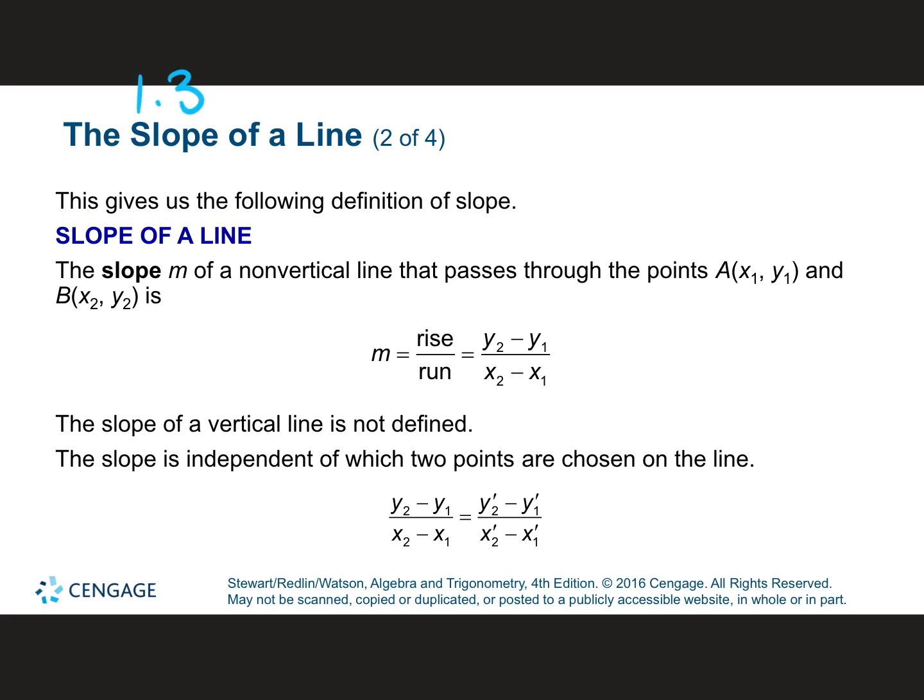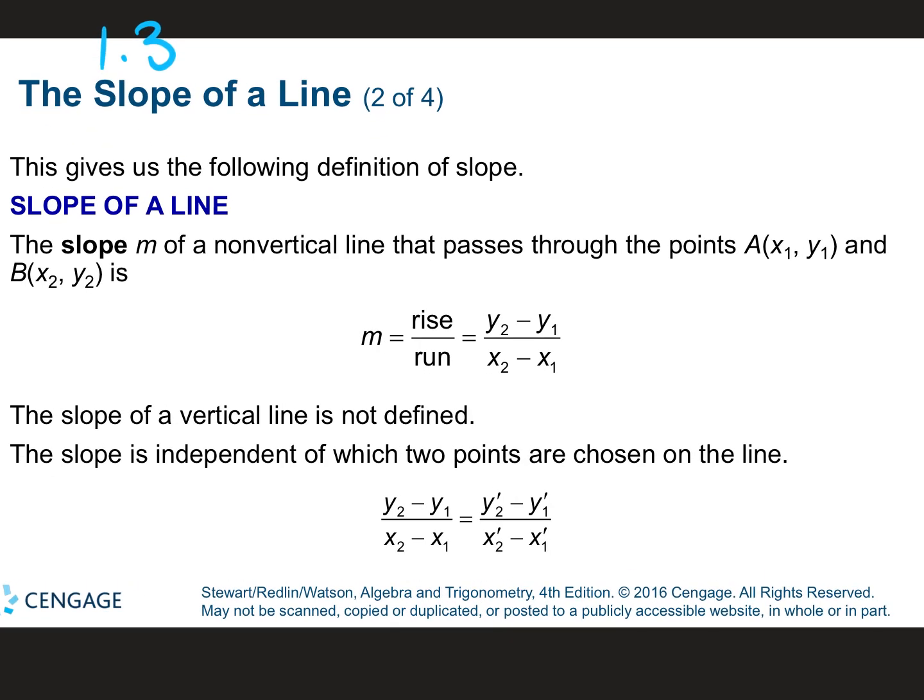In 1.3 notes, we're going to talk about the slope of a line and just lines in general. But first, the slope. We have a slope formula. If it gives you the graph, you can just count your rise over run to find the slope, but sometimes it'll give you 2 points. So to find the slope between 2 points, we do y2 minus y1 over x2 minus x1.